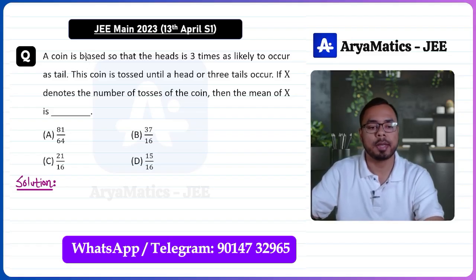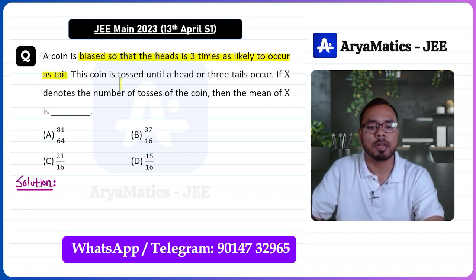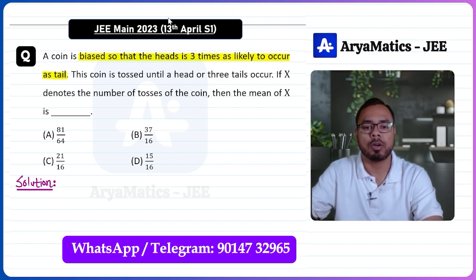A coin is biased so that the probability of head is 3 times the probability of tail. Head is 3 times as likely to occur as tail. The coin is tossed until we get a head or we get 3 tails.